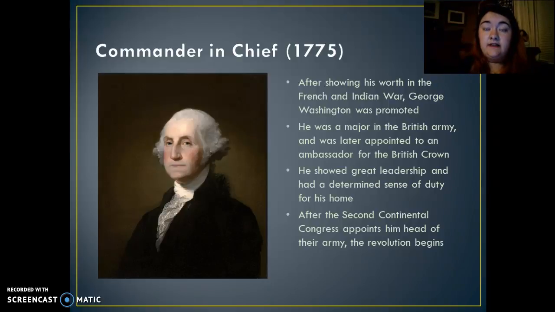He had shown his worth in the French and Indian War, as he was a major in the British Army, and was later appointed as an ambassador for the British Crown. After showing such great leadership, and having a determined sense of duty for his home, he was appointed commander-in-chief, basically the head of the Continental Army, by the Second Continental Congress. And from there, we can actually start on the revolution, and the Revolutionary War begins.